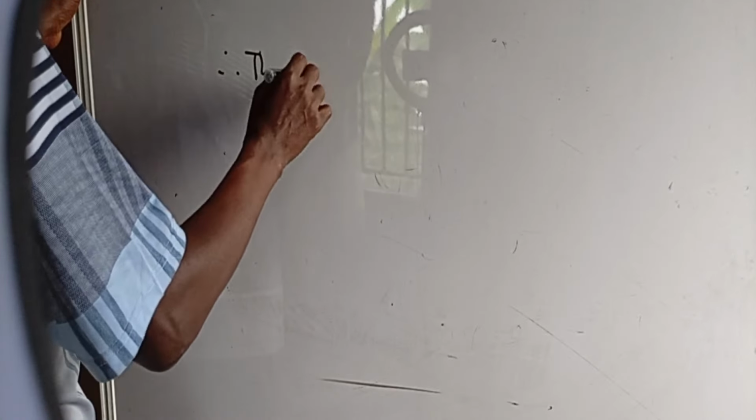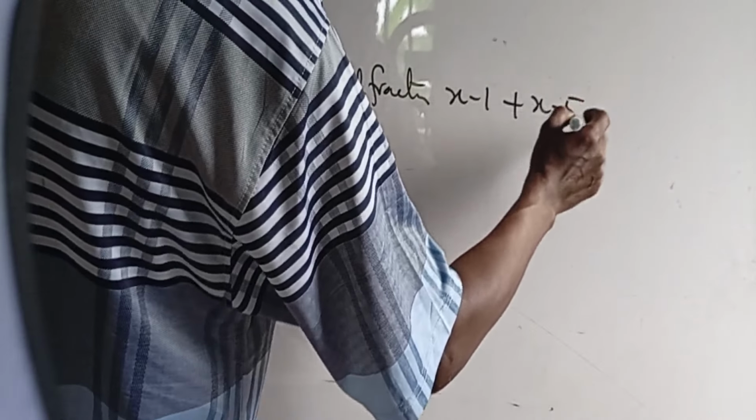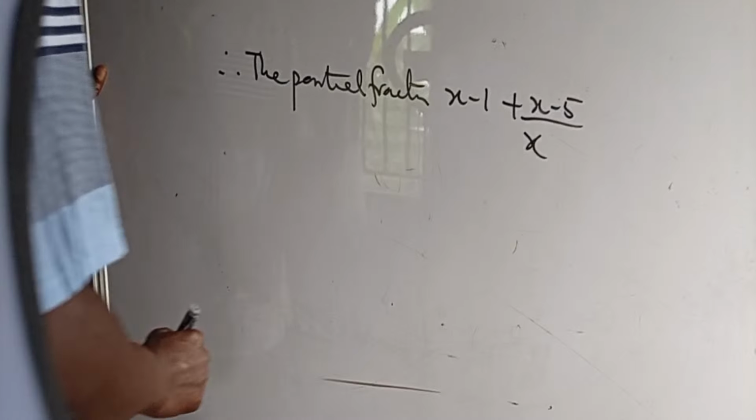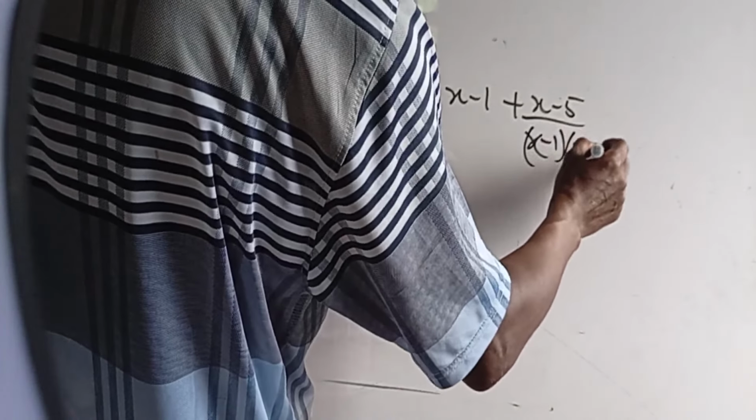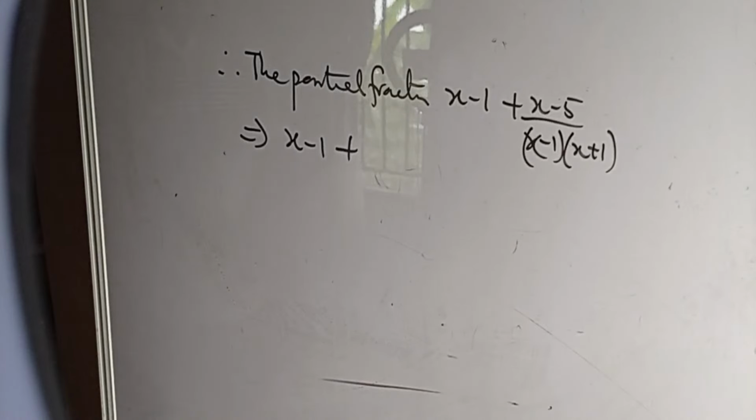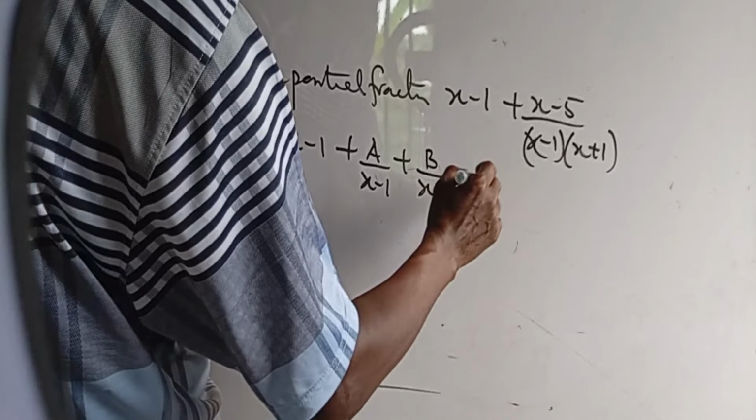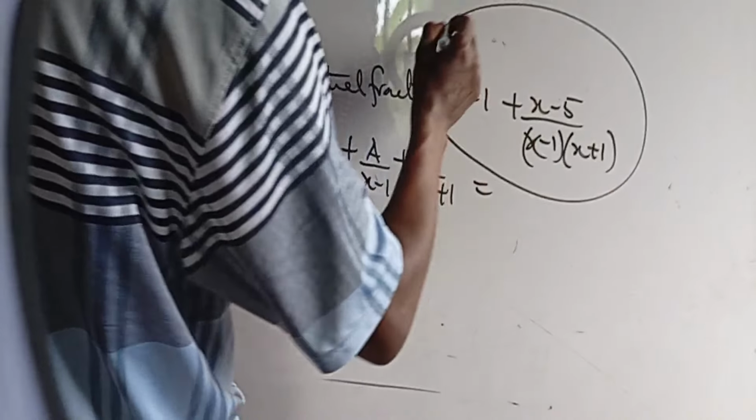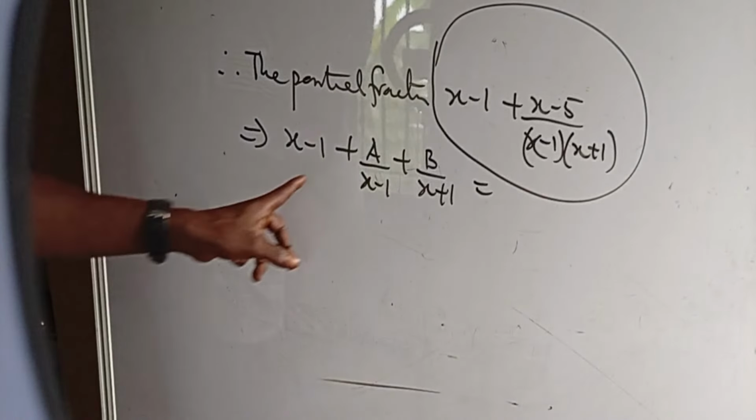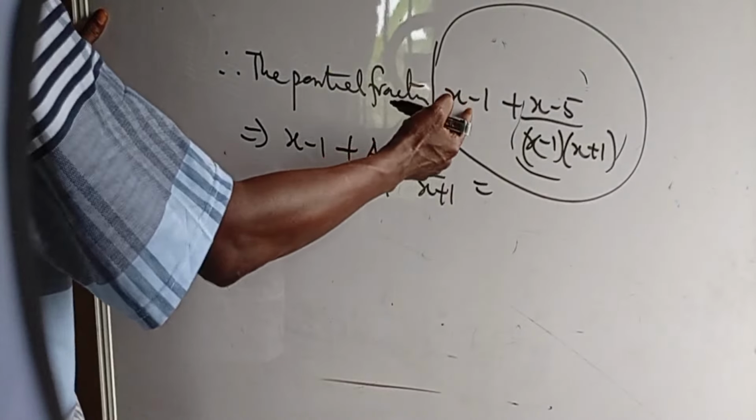Remember? Therefore, the partial fraction: x minus 1 plus x minus 5 all over x minus 1 times x plus 1, which was equal to x minus 1 plus a all over x minus 1 plus b all over x plus 1. This is the fraction we later got after the long division. So we're now going to write everything out, and don't forget x minus 5 over this is the only one we resolve into partial fraction. We didn't resolve this, so that's why we are writing it back.